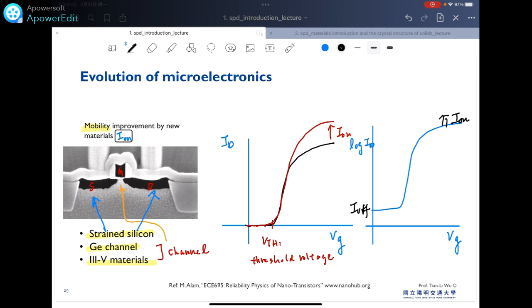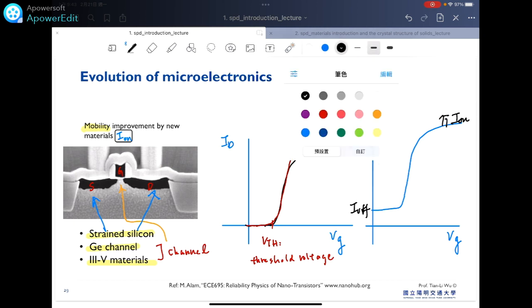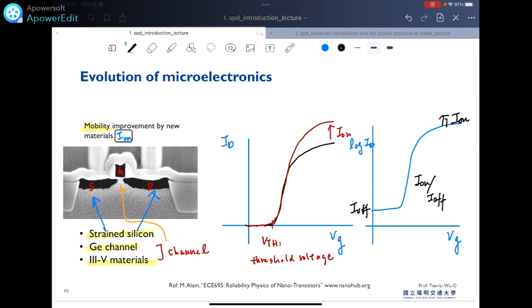That's actually the idle current: if you don't use your electronics, that would be mainly related to the I-off here. And therefore the purpose of further improvement is not only to consider I-on, but also to improve I-on over I-off. This is what we call the on-off ratio. We try to make this on-off ratio as large as possible. Yes? As large as possible. This is not related to the slew rate. So the ideal case is to have an on-off ratio as large as possible.